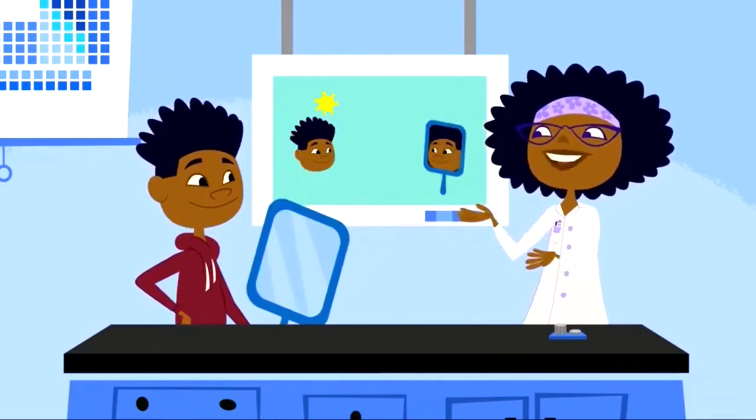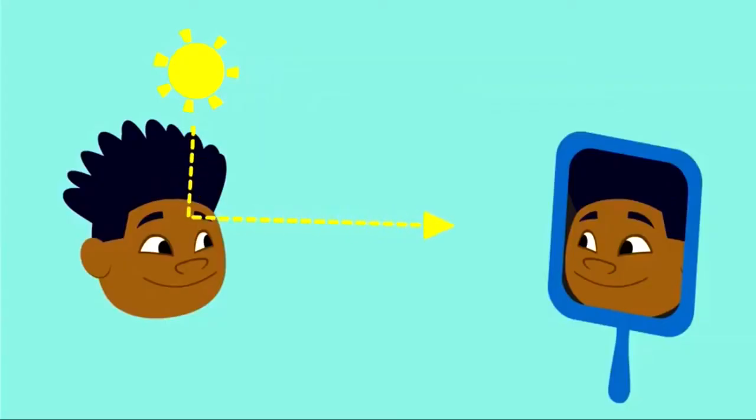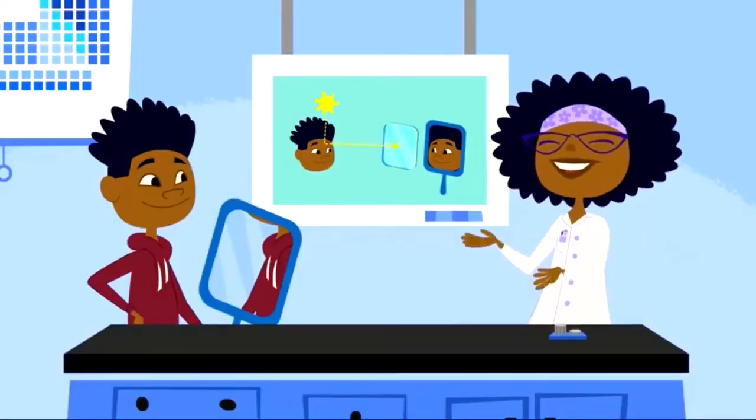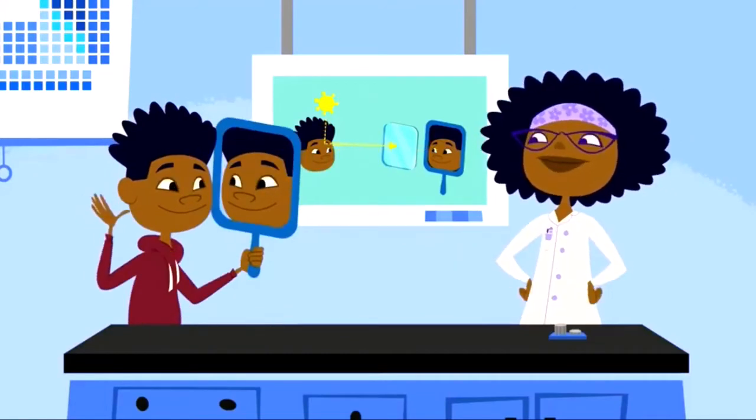Light from a source first bounces off of your face to the mirror, then goes through the glass and bounces off of the shiny metal behind it, then comes back through the glass and then goes into your eyes, so you can see your own face.